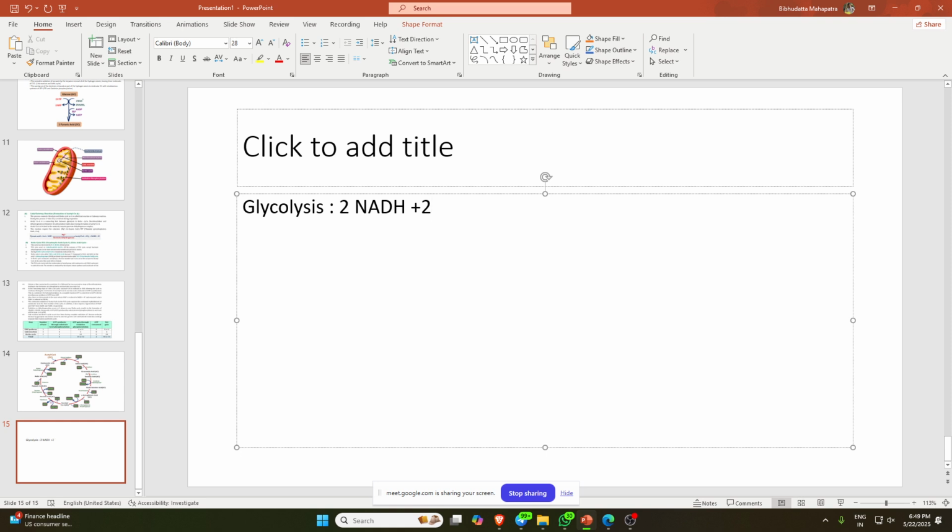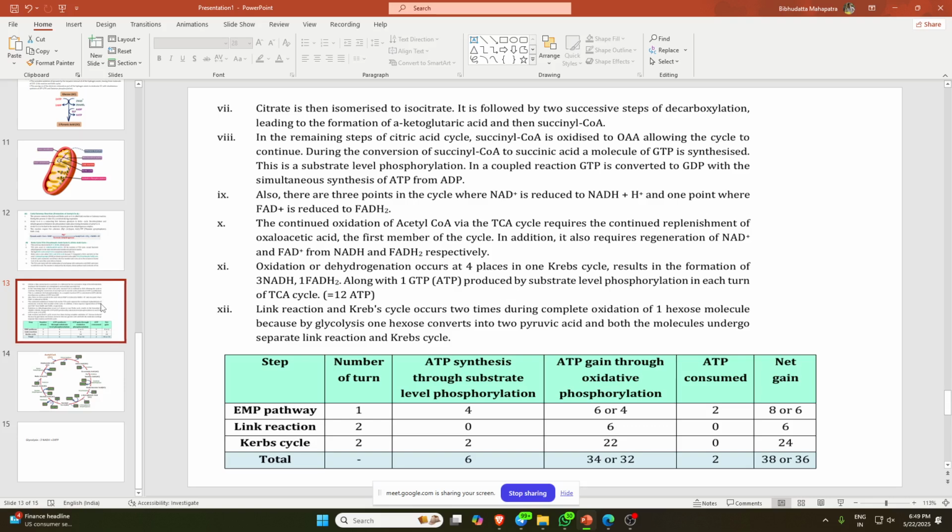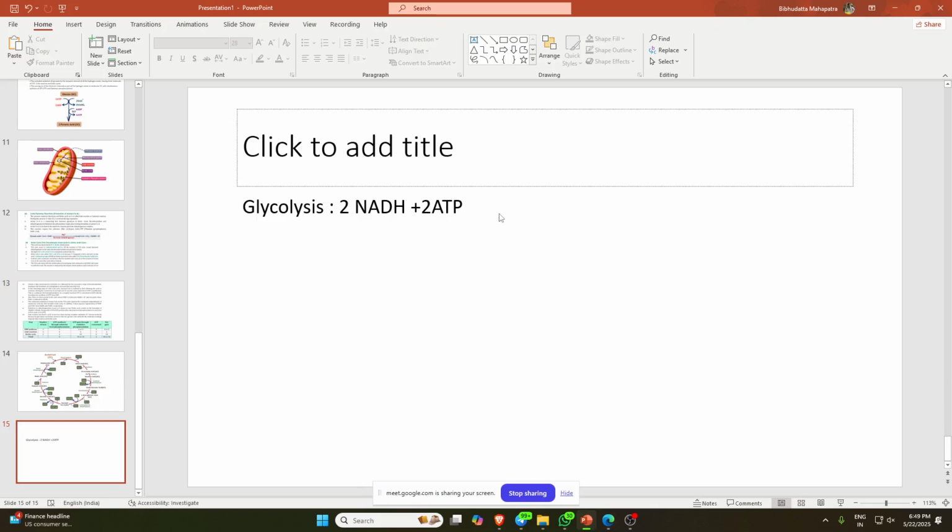Yes, 2, sir. NADH plus how many ATP? 2 ATP, yes or no? 4 ATP actually, but 2 ATP is being used in the process. Now, in case of the link reaction, what is the link reaction, yes or no? So in case of a link reaction, tell me. 2 NADH. Now glycolysis is done.